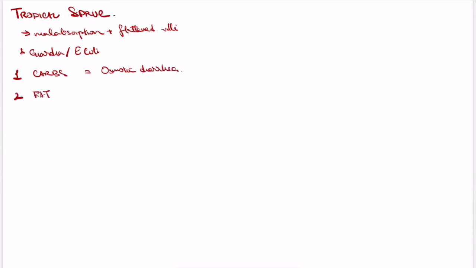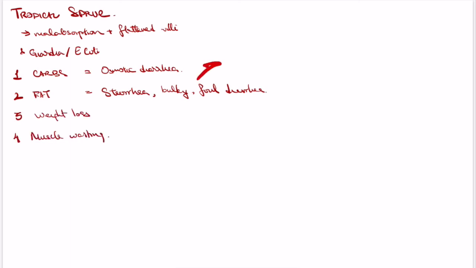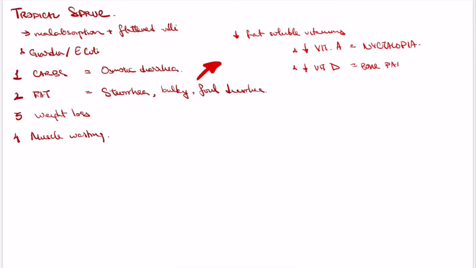Fat malabsorption leads to diarrhea that has fat content, bulky and foul smelling. There is also significant weight loss along with muscle wasting. The decrease of fat absorption can cause secondary malabsorption of fat-soluble vitamins. So you have a vitamin A deficiency that causes nyctalopia, the inability to see in dim light or at night. Vitamin D deficiency will end up with bone pain or osteomalacia, known as softening of the bones, which is troublesome if the patient is young as it can lead to easy fractures.